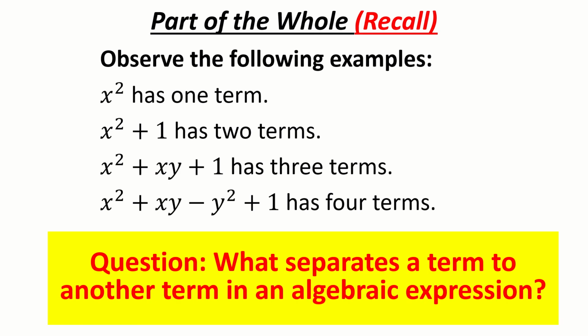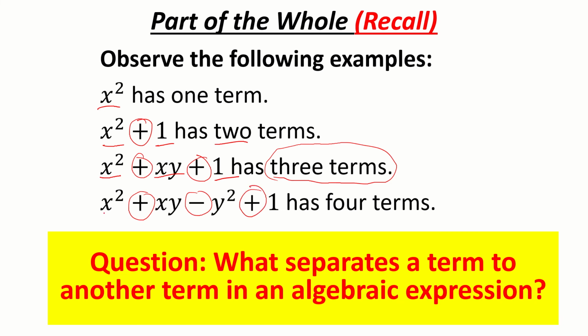So for example, this one doesn't have a plus or minus. So meaning just one term. This is a plus, so first, second term. So two terms. There's a plus and a plus here. First term, second term, third term. So there are three terms all in all. There's a plus, a minus, and a plus here. First term, second term, third term, fourth term. There are four terms in total.